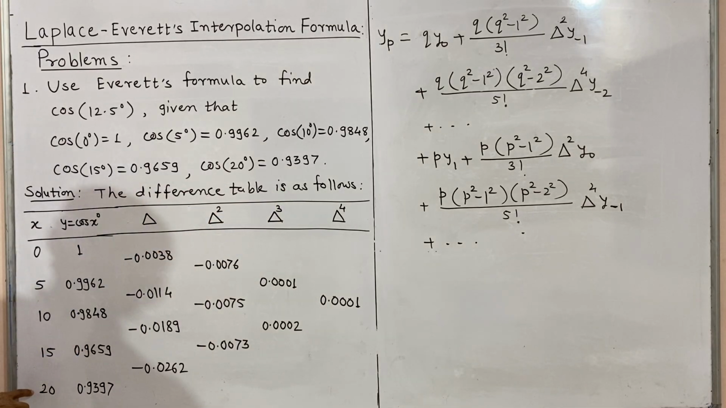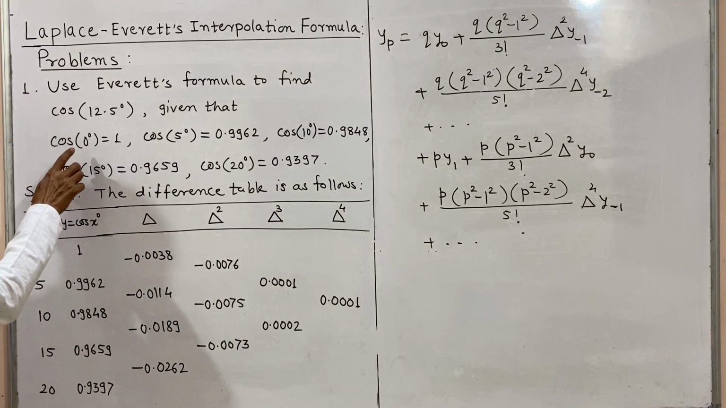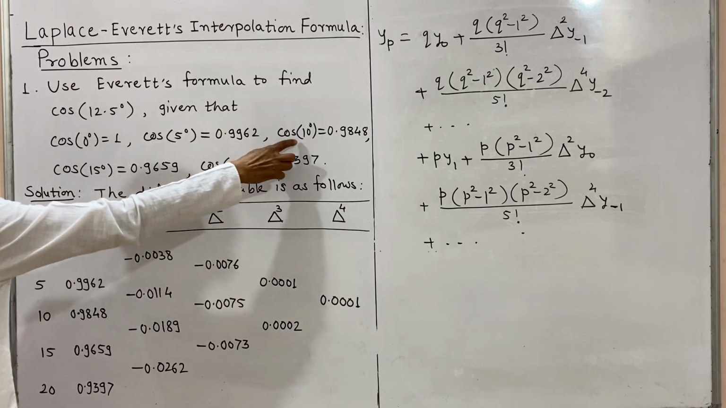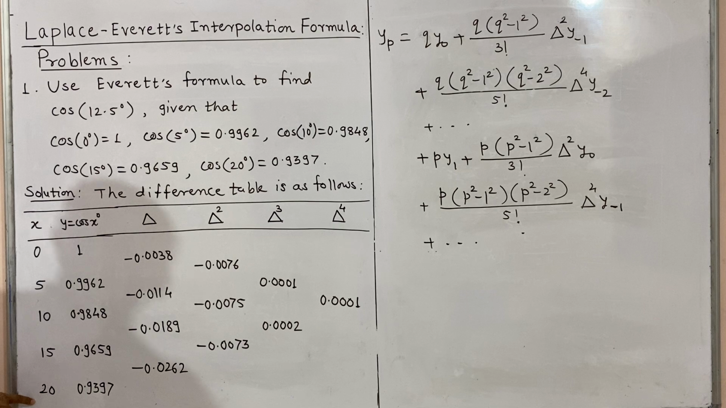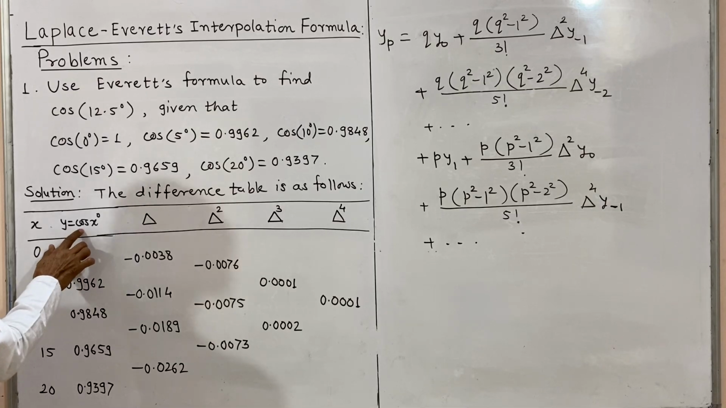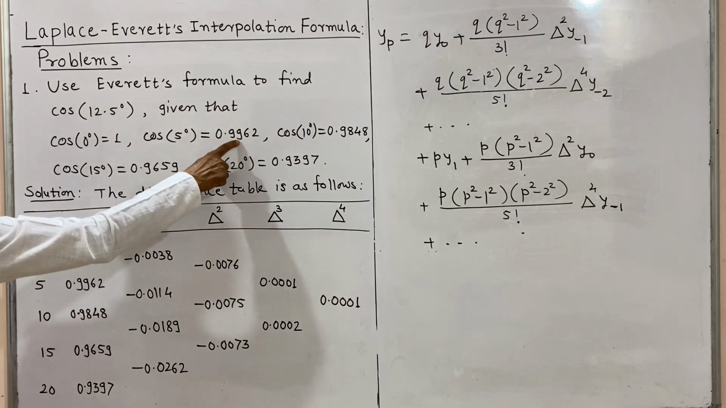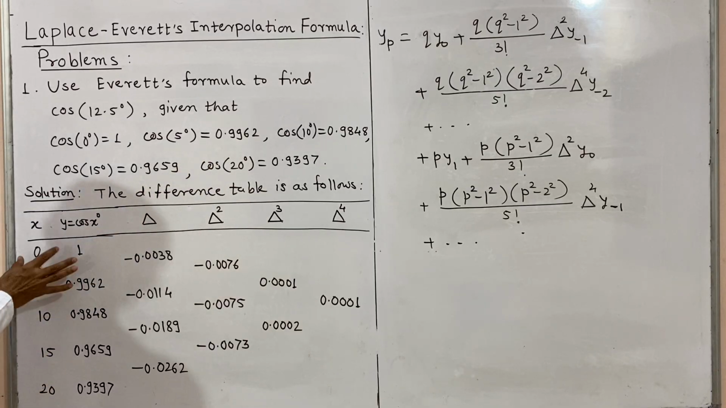This first column is of the values of x. X means degrees. So 0, 5, 10, 15, 20. And as we know, these formulae are for equally spaced values of x arguments. Here the common difference must be the same. Then y is taken as cos of x degree, and these values are 1 and so on. So thus this data is given.